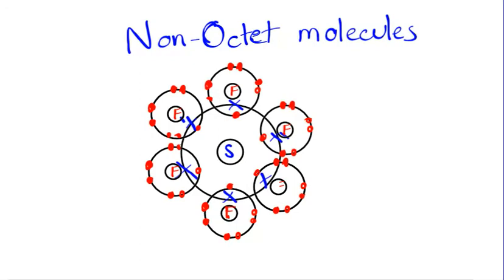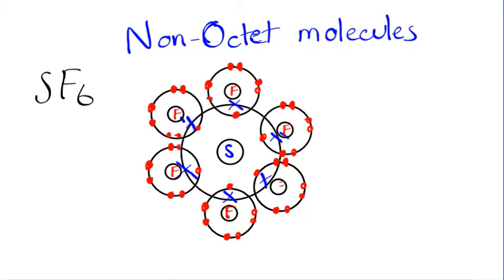So our last example is something else that doesn't follow the octet rule. This is SF6. Sulfur is in group 6, so it's got 6 electrons in its outer shell, represented by the blue crosses. And we've got 6 fluorine atoms, which are in group 7, so they've got 7 electrons in their outer shell. If you look at each fluorine atom, it's sharing with one of the sulfur's electrons, so fluorine now has a full outer shell.